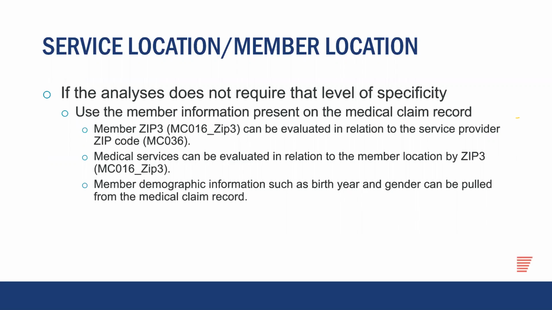Yep, which is exactly where we were going next. So if you don't need that kind of information, you can use everything that is on the medical claim, which I recommend because it is most likely the most accurate location, like the zip code, because the enrollment table may not be updated with the new zip code information. Okay, and I think that's it.